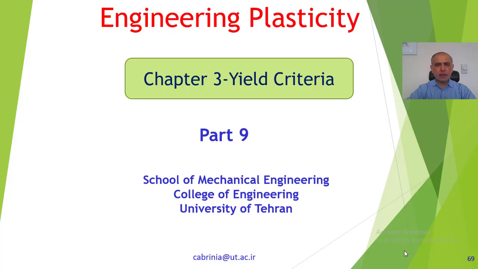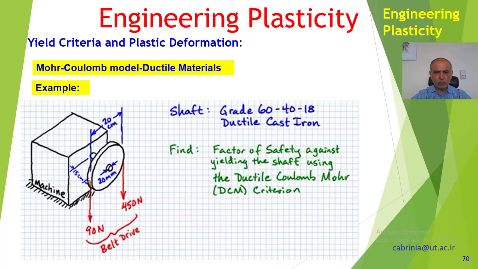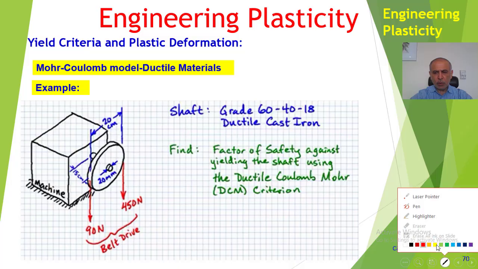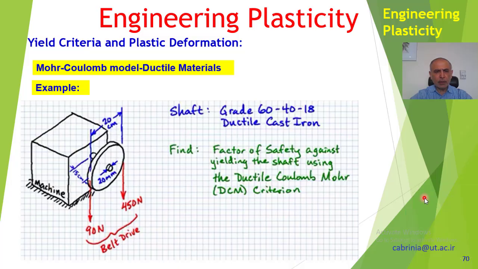Engineering Plasticity, Chapter 3, Yield Criteria, Part 9. In this part, I'm going to continue to talk about yield criteria, especially the Moore-Coulomb model for ductile materials. And I'm going to solve an example and see how we apply this model to a real problem.